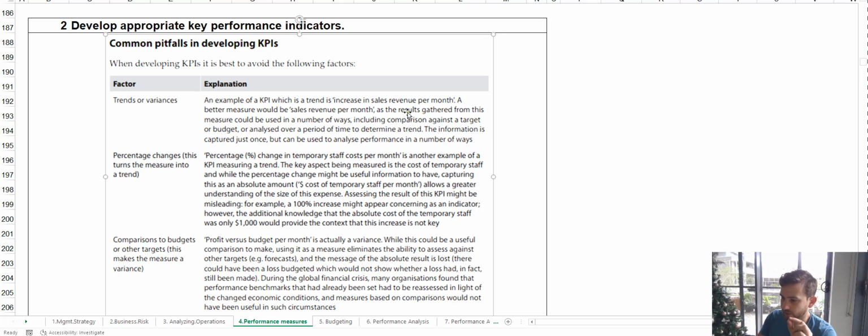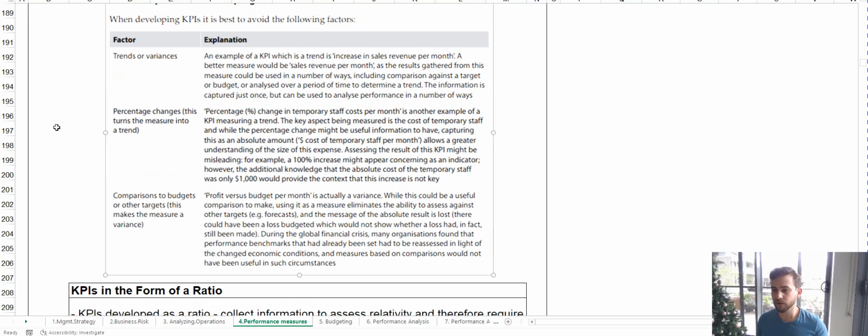Now, the results gathered from this measure could be used in a number of ways, including comparison against a target, against a budget, against a prior year, or against a trend over time. Whereas if you're just saying a trend, increase in sales revenue per month, you're only comparing against one, you're limiting your availability of comparison points. So, as I mentioned before, the sales revenue per month is a single data point. It can be captured just once, but it can be used to analyze performance in a number of ways. Therefore, it's a better response than the trend. That's a tricky one to kind of understand.